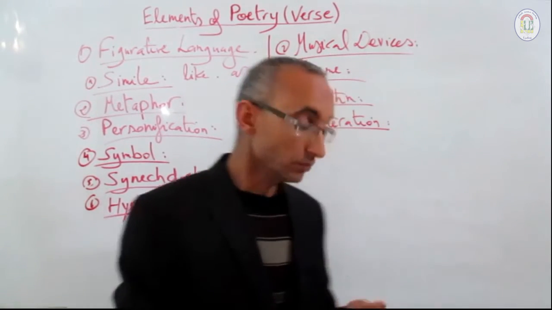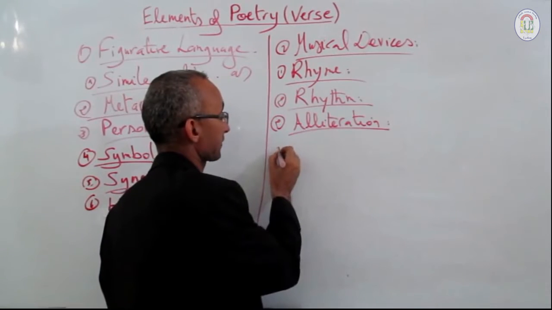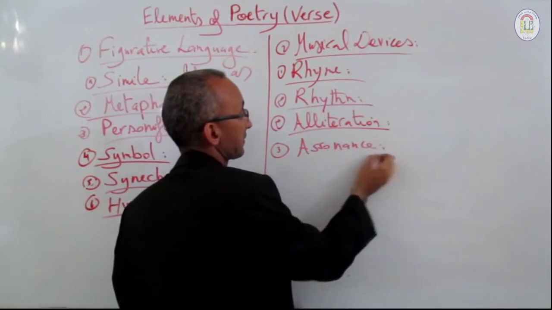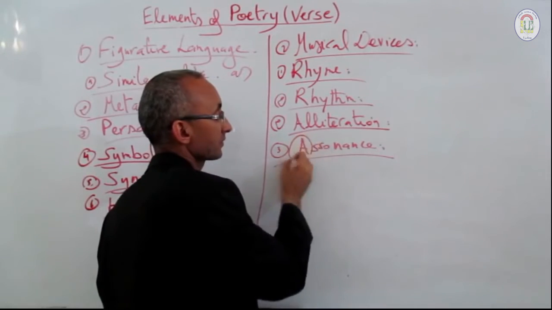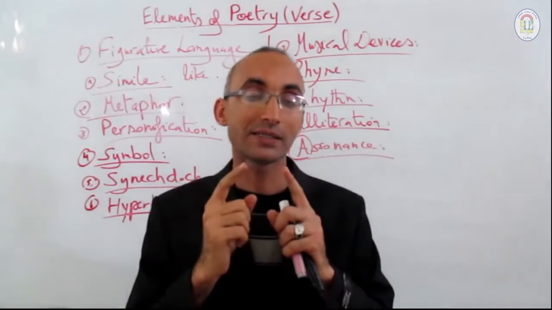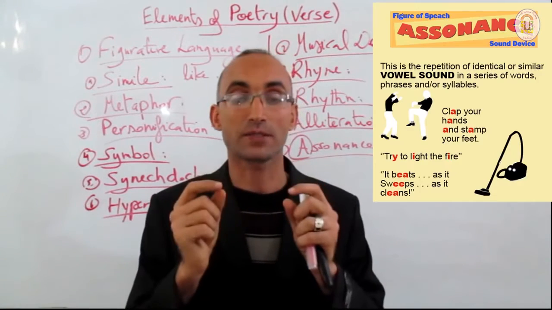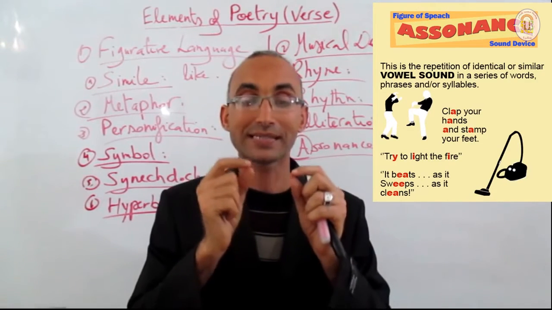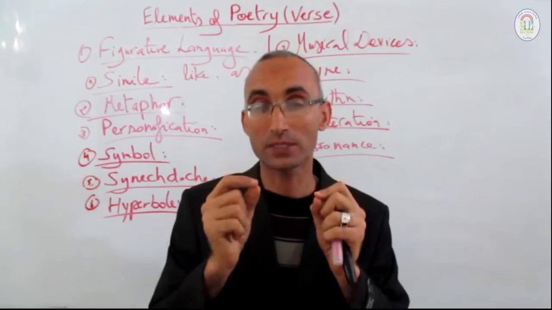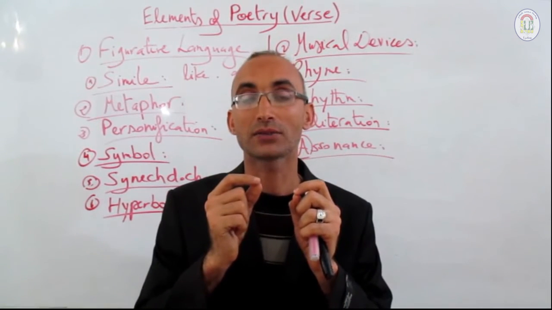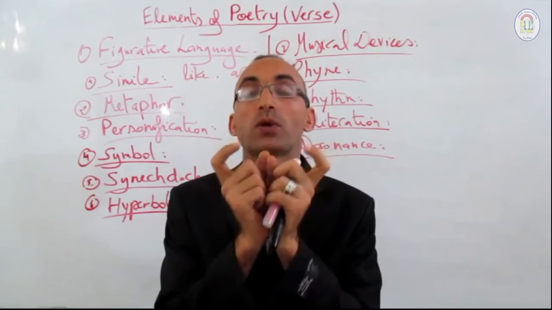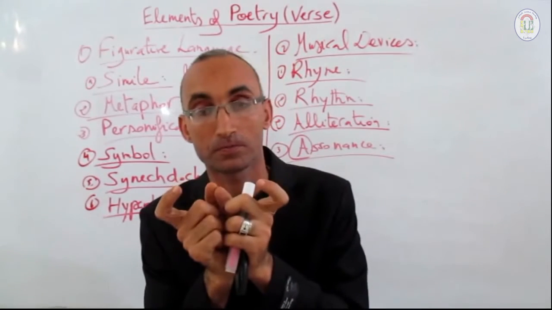Also we have another important kind of repetition, which is in the form of what we call assonance. Assonance starts with A. Here it refers to the repetition of only vowel sounds. Assonance: repetition of vowel sounds in close words.